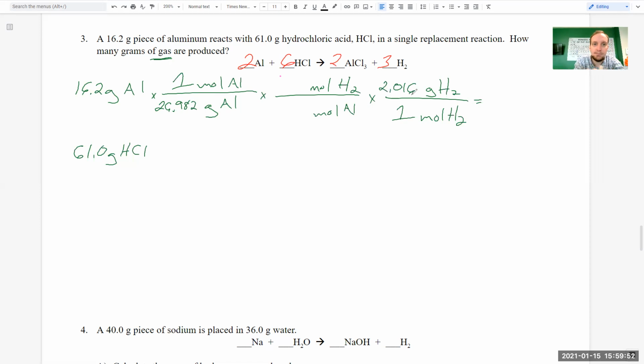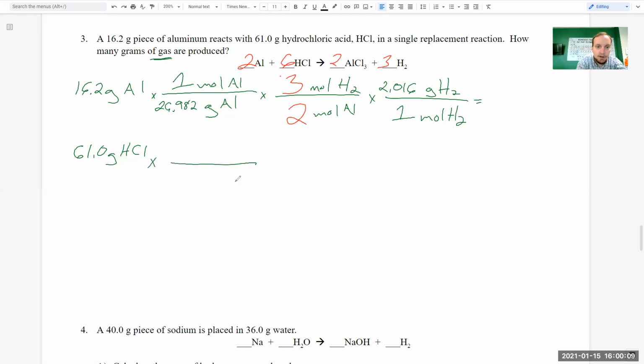Then the middle part is our mole to mole. On the bottom, we have aluminum. There it is. The number in the front is a 2. On the top, we have H2. There it is. The number in the front is a 3. So all we need to do now is calculate that, but I'm going to go ahead and jump to the bottom one so I can just do everything at the same time.